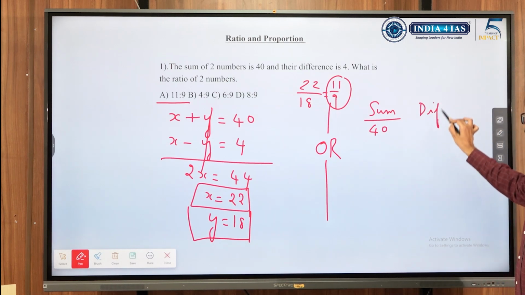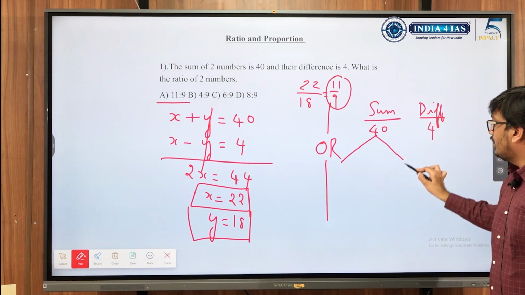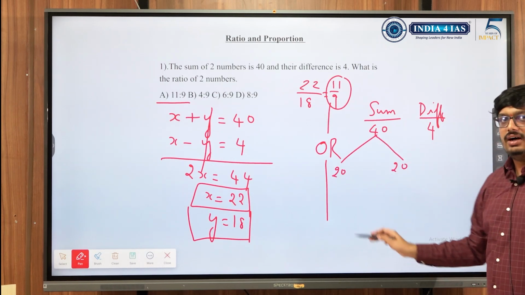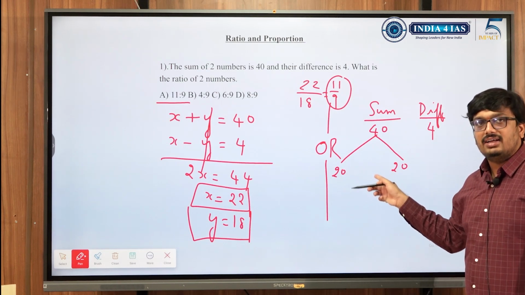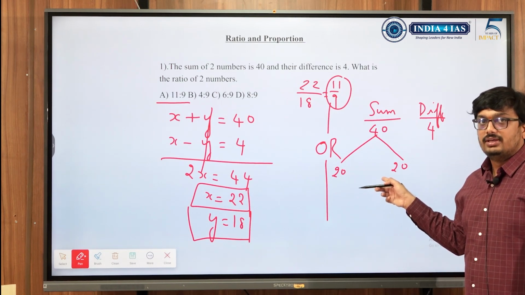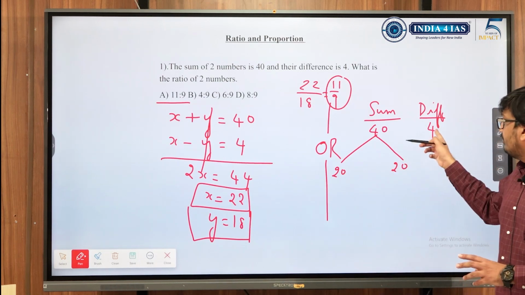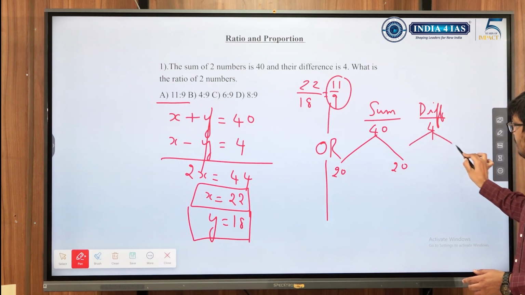the difference is 4. Divide this 40 equally, it will become 20 and 20. Assume the two numbers are 20 and 20. If you add them, the sum will be 40. Yes, but the difference is 0, since 20 minus 20 is 0. So the difference I should get is 4. What you should do is divide this one also equally.